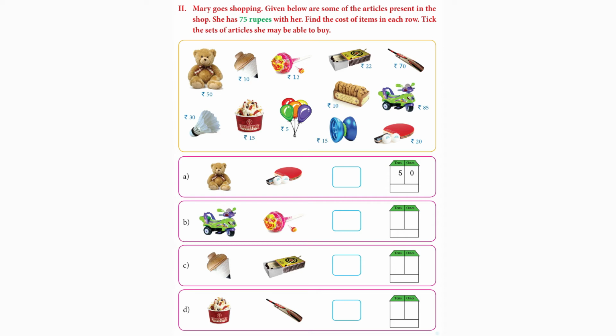And then we have the table tennis set. So how much is that costing? Can you look? In the last it is given as 20 rupees. So let's write 2 in the tens place and 0 in the ones place.